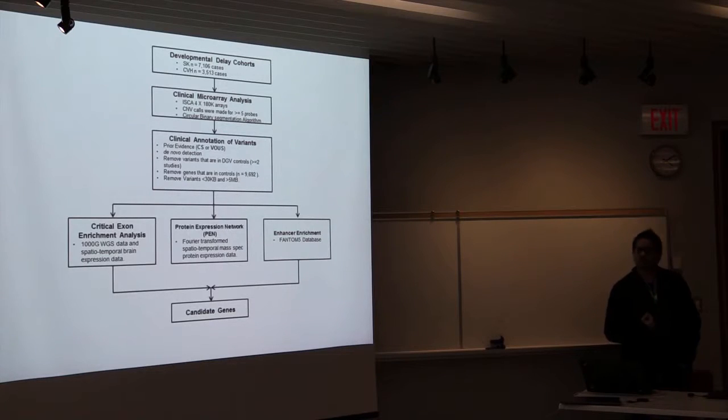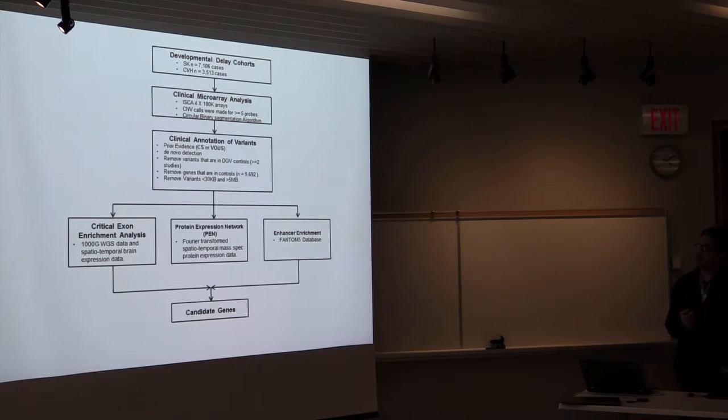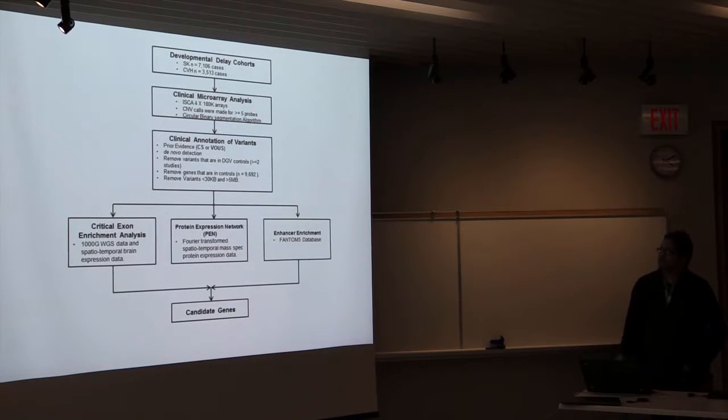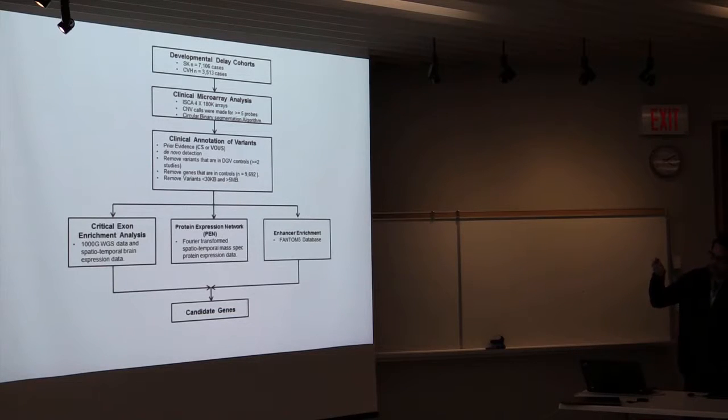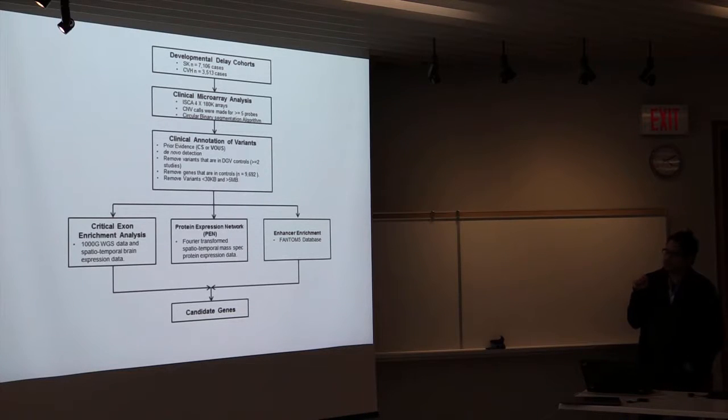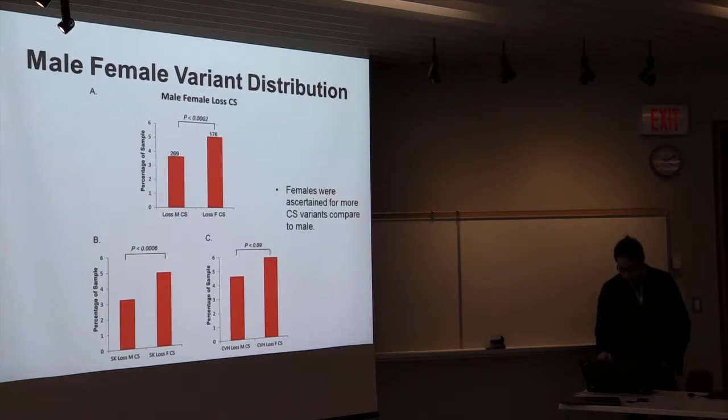So this is the pipeline of what we are doing and will do in the next couple of days. After getting the clinical annotation, we are doing three different analyses. One is called critical exon analysis. The second part is the protein expression network analysis for those genes. And for the non-coding part, we are doing enhancer enrichment.